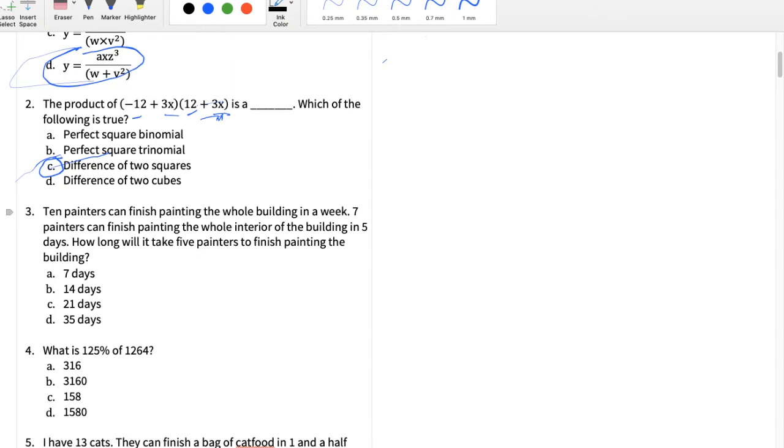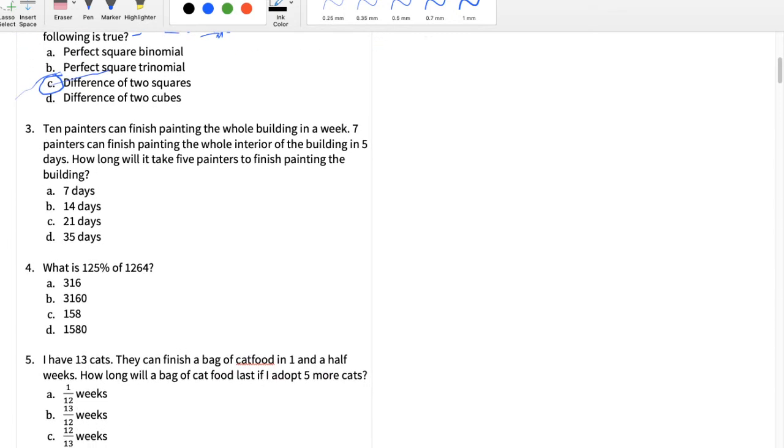minus 144. Okay? So number 3, 10 painters can finish painting the whole building in a week. 7 painters can finish painting the whole interior of the building in 5 days. How long will it take 5 painters to finish painting the building? The second statement here, as you can see, has some givens: 7 painters in 5 days. This is just a distraction, because what is asked is how long it will take 5 painters to finish painting the whole building.